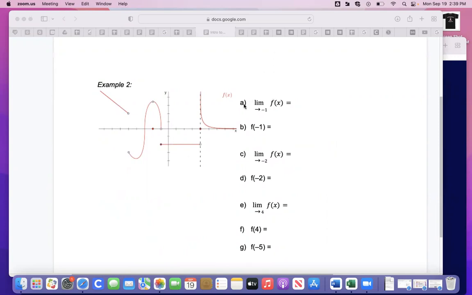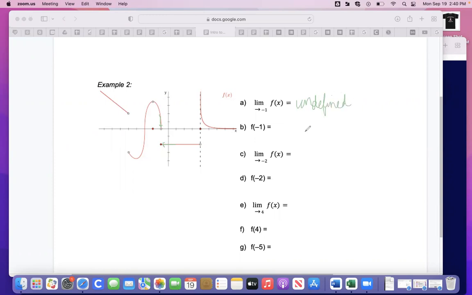Okay, so let's start with A. We want to find the limit as this function approaches -1. So we're going to go to x is -1, and we're looking at the function as it approaches -1. Hopefully you're seeing that as it approaches -1, it's coming from 2 different places. There's a jump from -2 to 0. There's a big jump discontinuity. So that means the limit is undefined at -1.